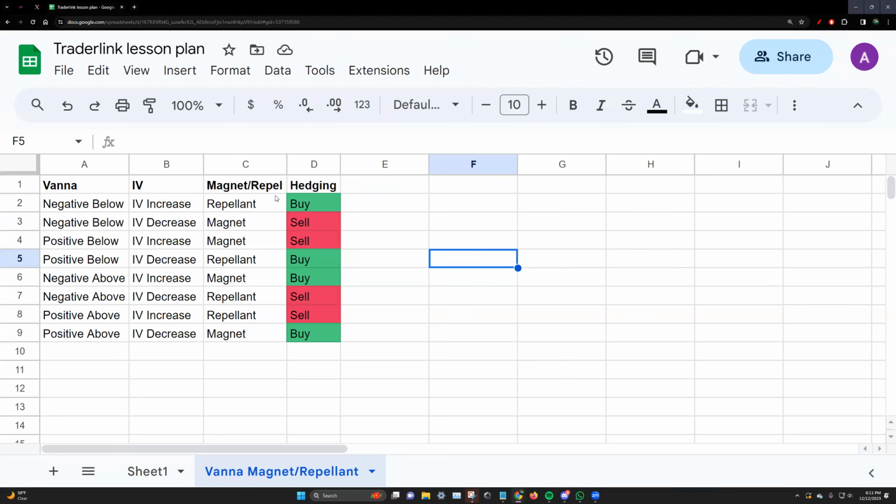So far matching one of them. IV increase, price repel. Yeah, these are opposite. Dealers buy. Yeah, that's pretty good for the first set. You can use whichever one, guys, however you like it. This is just what I managed to create based off of what I was reading and my knowledge of it.